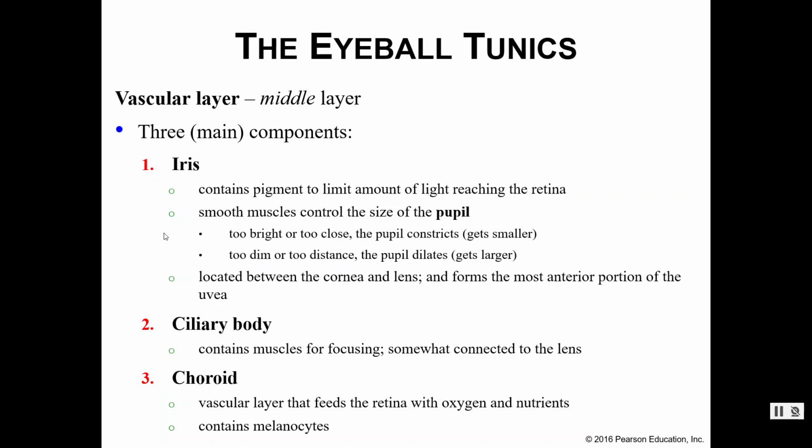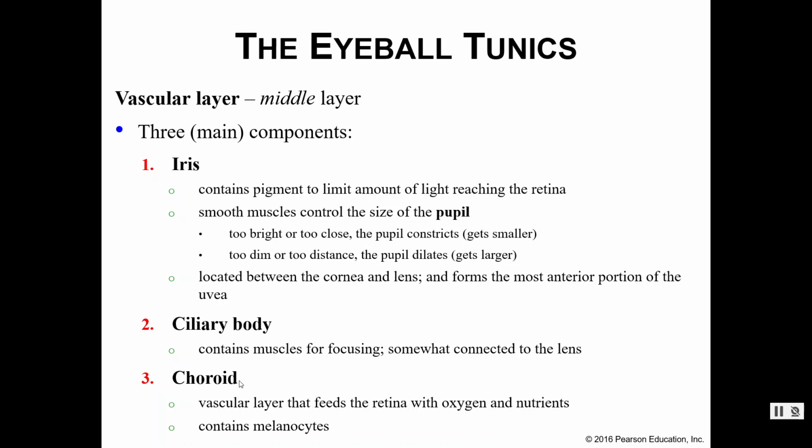Now the iris itself is located between the cornea and the lens. So kind of that middle point. And then it also helps form the anterior portion of what's called the uvea. Don't confuse that with the uvula in the back of your throat. They're different. Now, your ciliary body, we're going to find more muscles here. These are basically tenuously connected to the lens. These are responsible for helping us focus on the things that we are looking at.